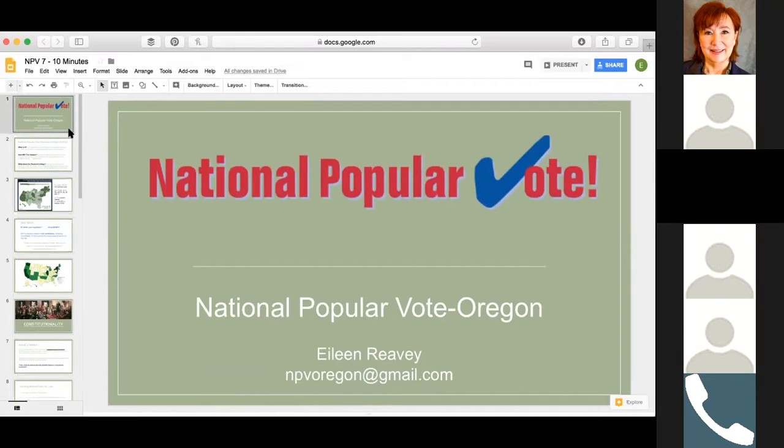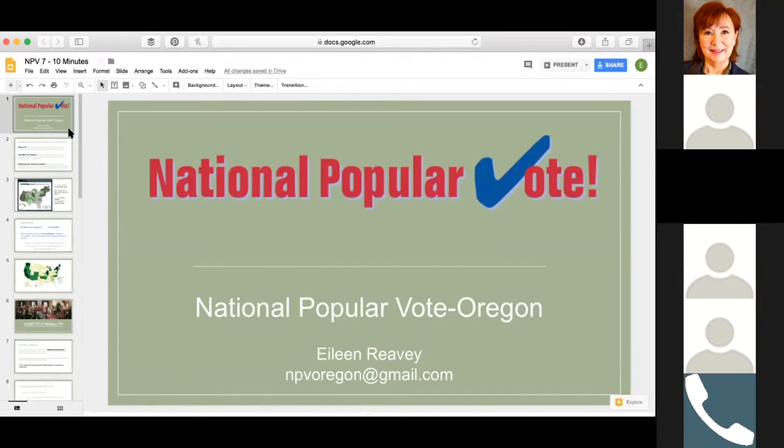What we're trying to do is change this winner-take-all law. We're working within the Electoral College to change how we elect the president. The National Popular Vote Interstate Compact is an agreement among the states that guarantees the U.S. presidency to the candidate who receives the most votes overall. So we get rid of the winner-take-all law, and instead we say, we want our 7 electors to go to whoever wins the most votes nationwide.